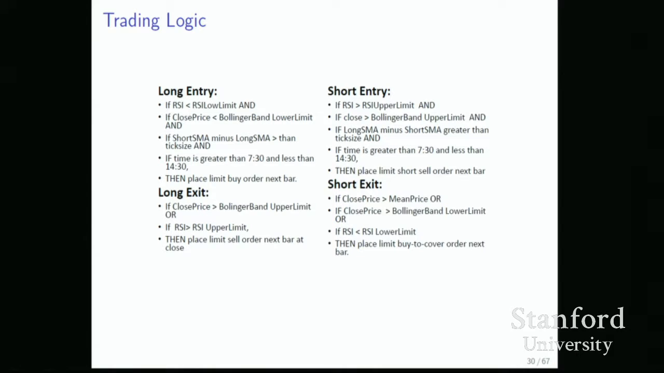So we said long entry and short entry, and long entry is that you can see if RSI is less than RSI lower limit, which means that it is oversold. And then if you look at the next one, closing price is less than Bollinger Band lower limit, and then if the short term moving average minus long term moving average is greater than 1 tick size. And we also put some simple constraints like the time of trading has to be between 7:30 and 2:30, and then we place the buying order.